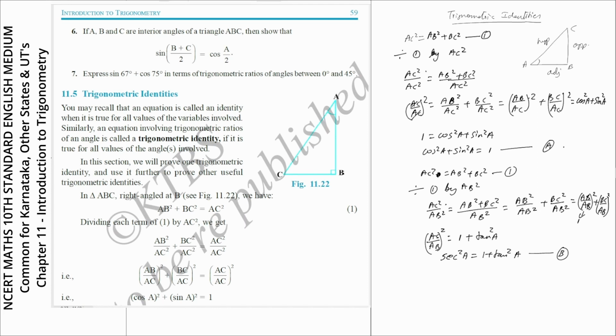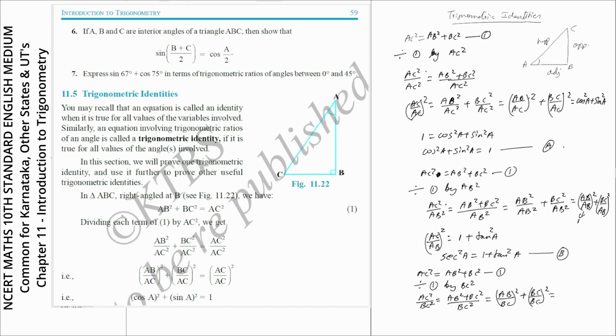And we'll get one more identity. Now equation 1 is AC square is equal to AB square plus BC square. Now divide by BC square. What will I get? AC square by BC square is equal to AB square plus BC square by BC square. So this is equal to AB by BC the whole square plus BC by BC the whole square.